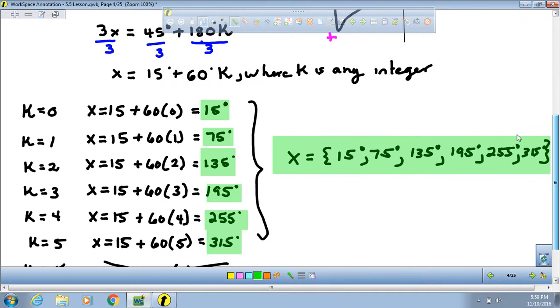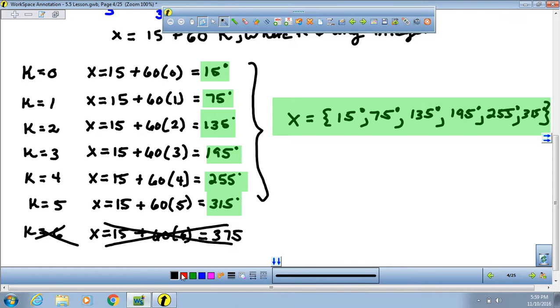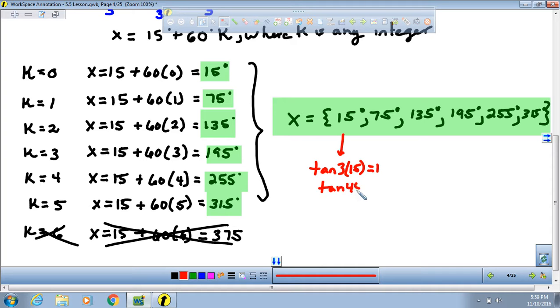And we can check it, so you can verify, okay? If you want to check your solutions, you can do that. For example, look at the first one. Tangent of 3x, which is 15. Is it equal to 1? That gives you tangent of 45, right? Is tangent of 45 equal to 1? Yeah, right? Then we can do the same thing for the next one.